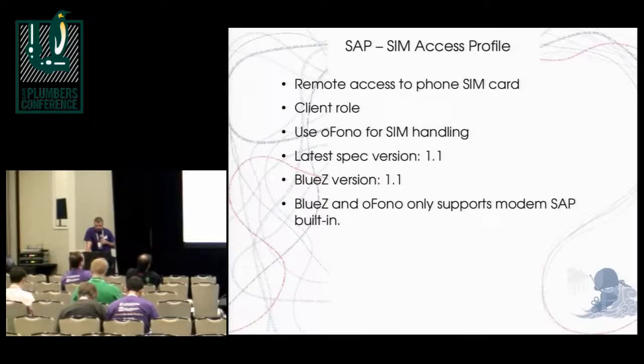The next one is SIM Access Profile. It's a way to give remote access to your phone's SIM card, and the use case in a car is that you have your phone and your car connects to your phone to have access to the SIM card, and the car itself has to have all the telephony hardware to use the remote SIM card to do phone calls or use mobile data.